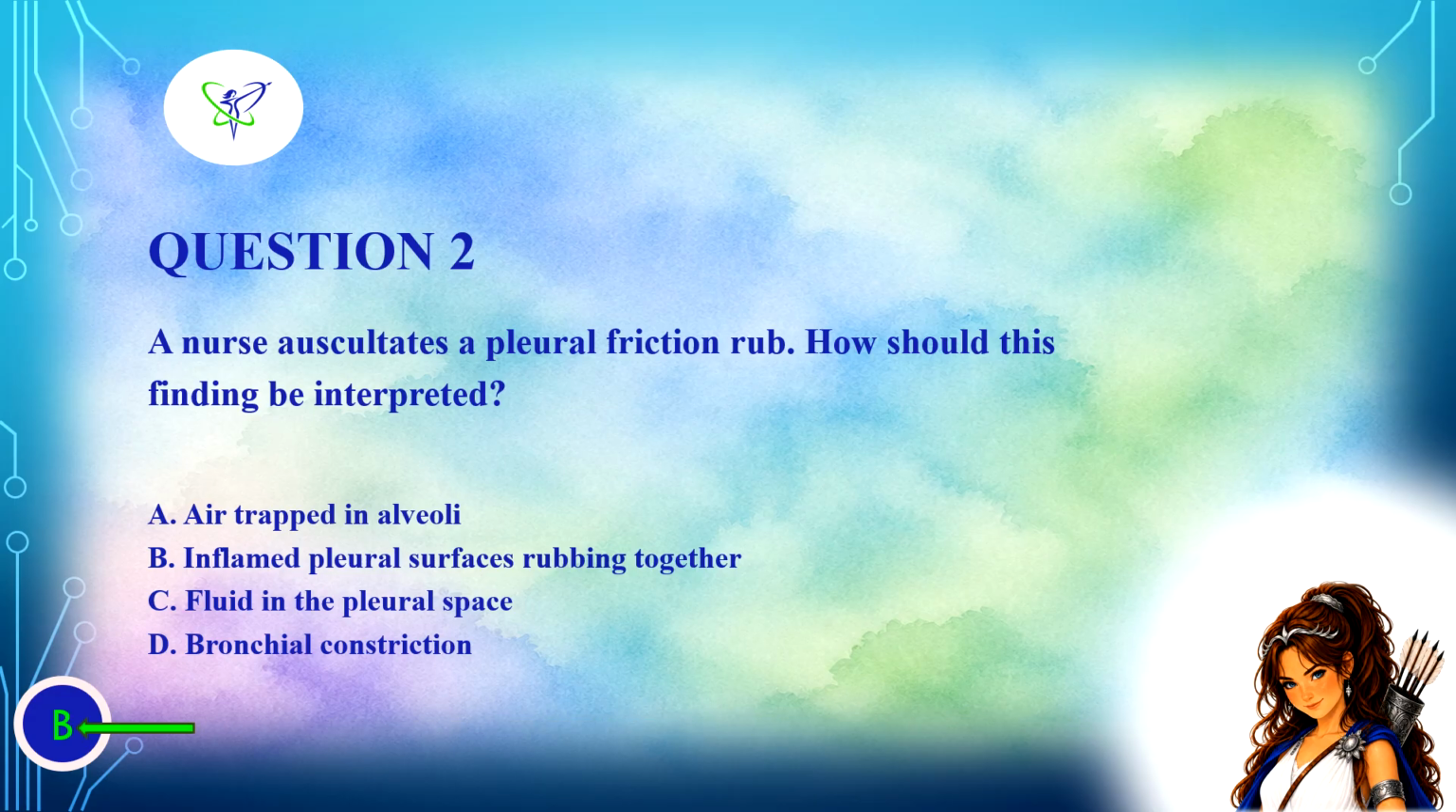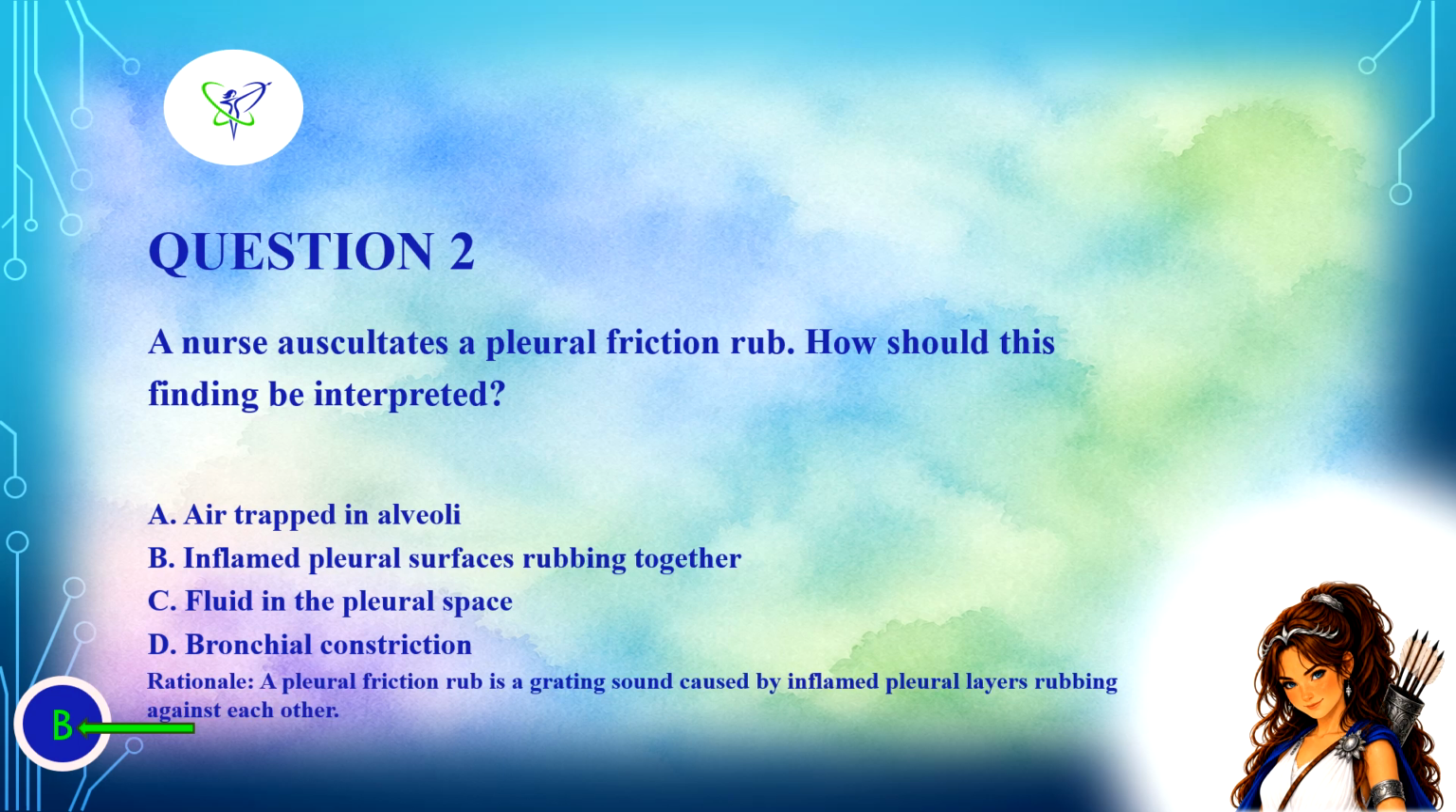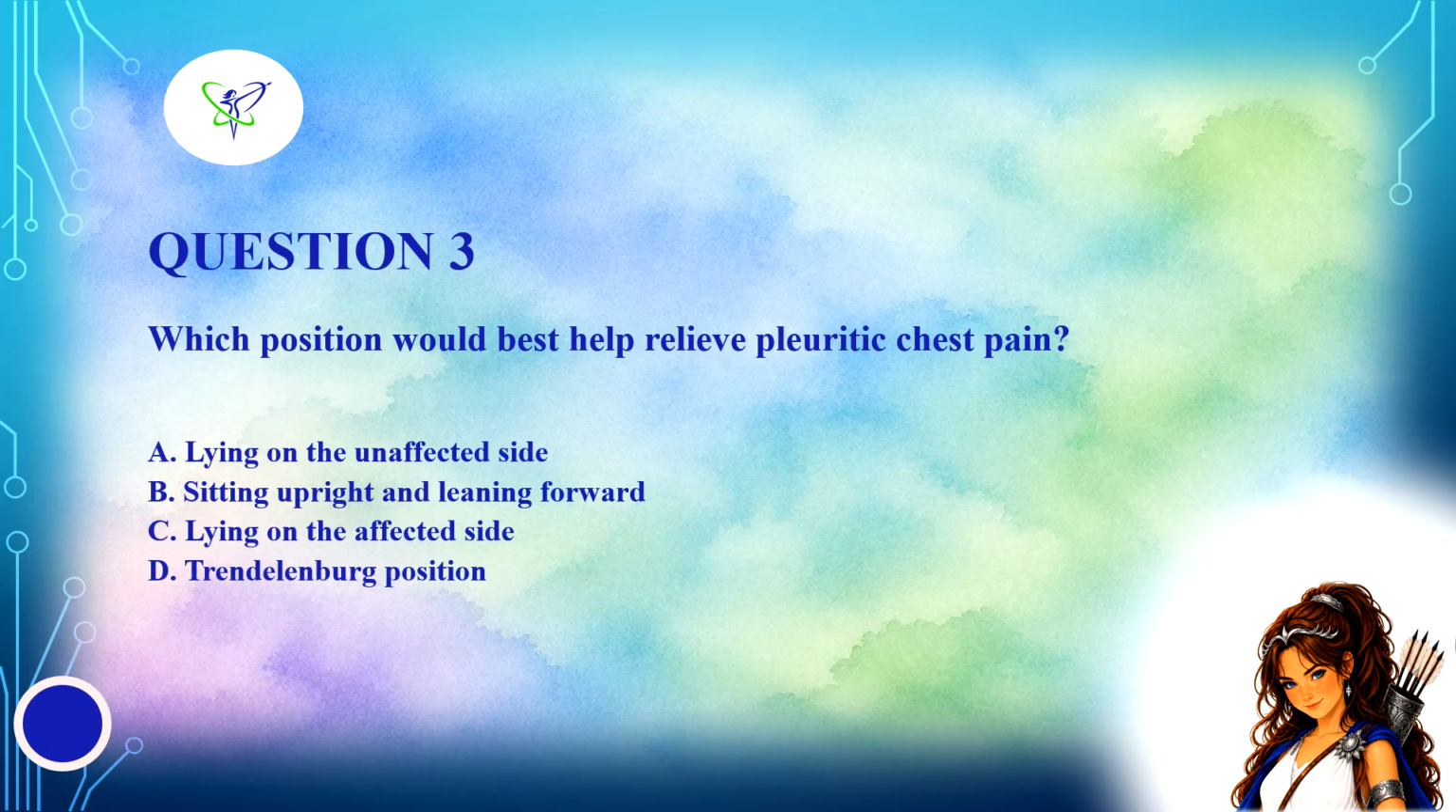Inflamed pleural surfaces rubbing together. And Artemis says we're right. Can you give us some rationale? A pleural friction rub is a grating sound caused by inflamed pleural layers rubbing against each other. Thanks, Artemis.